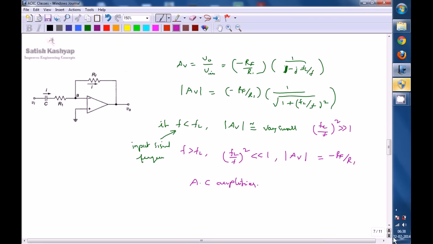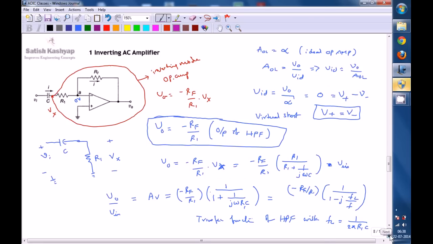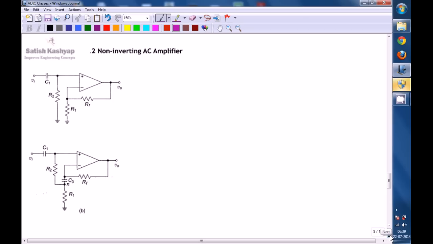Now we will see the non-inverting mode AC amplifier. The non-inverting mode AC amplifier is nothing but simply connecting the output of the high pass filter to the non-inverting op amp.